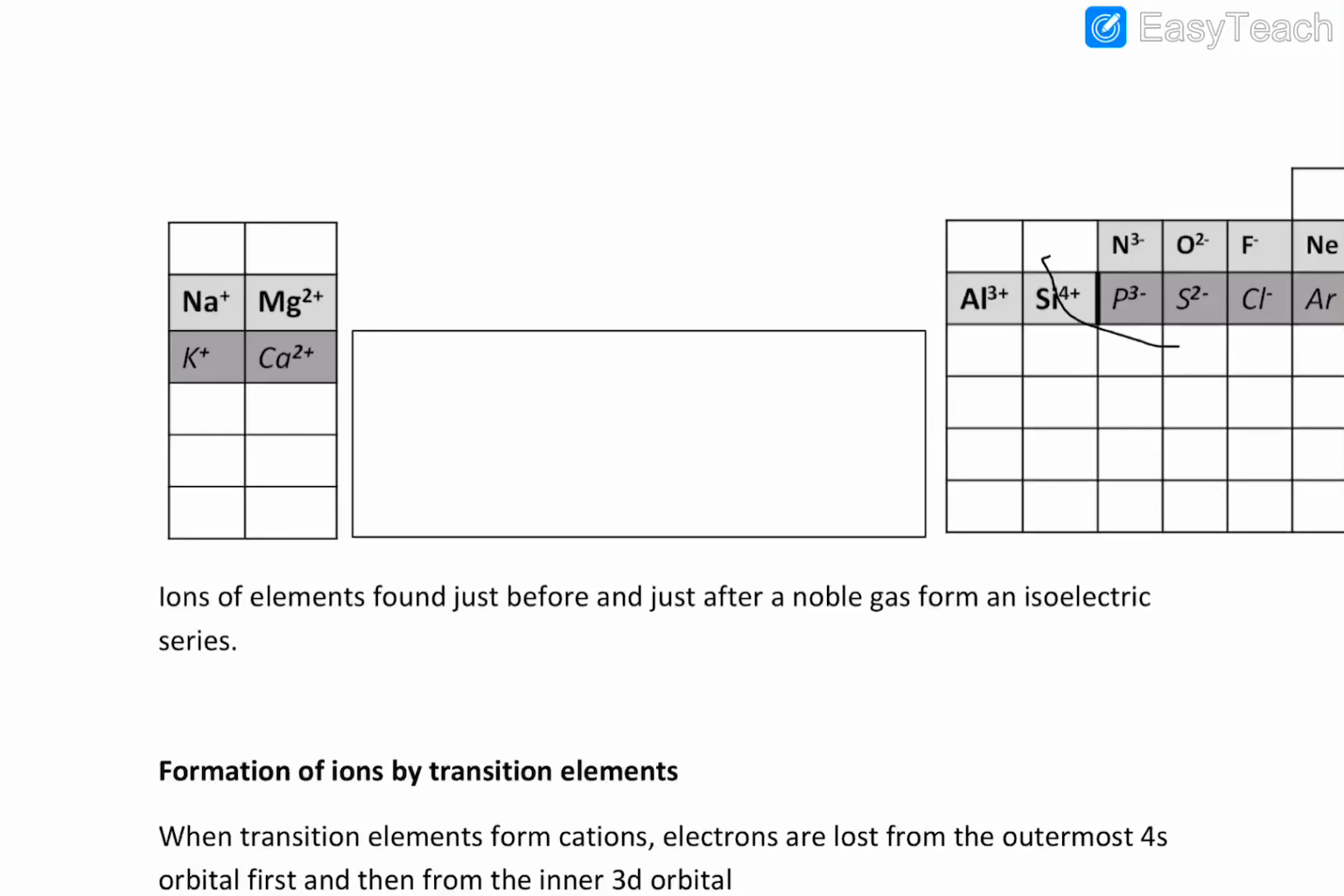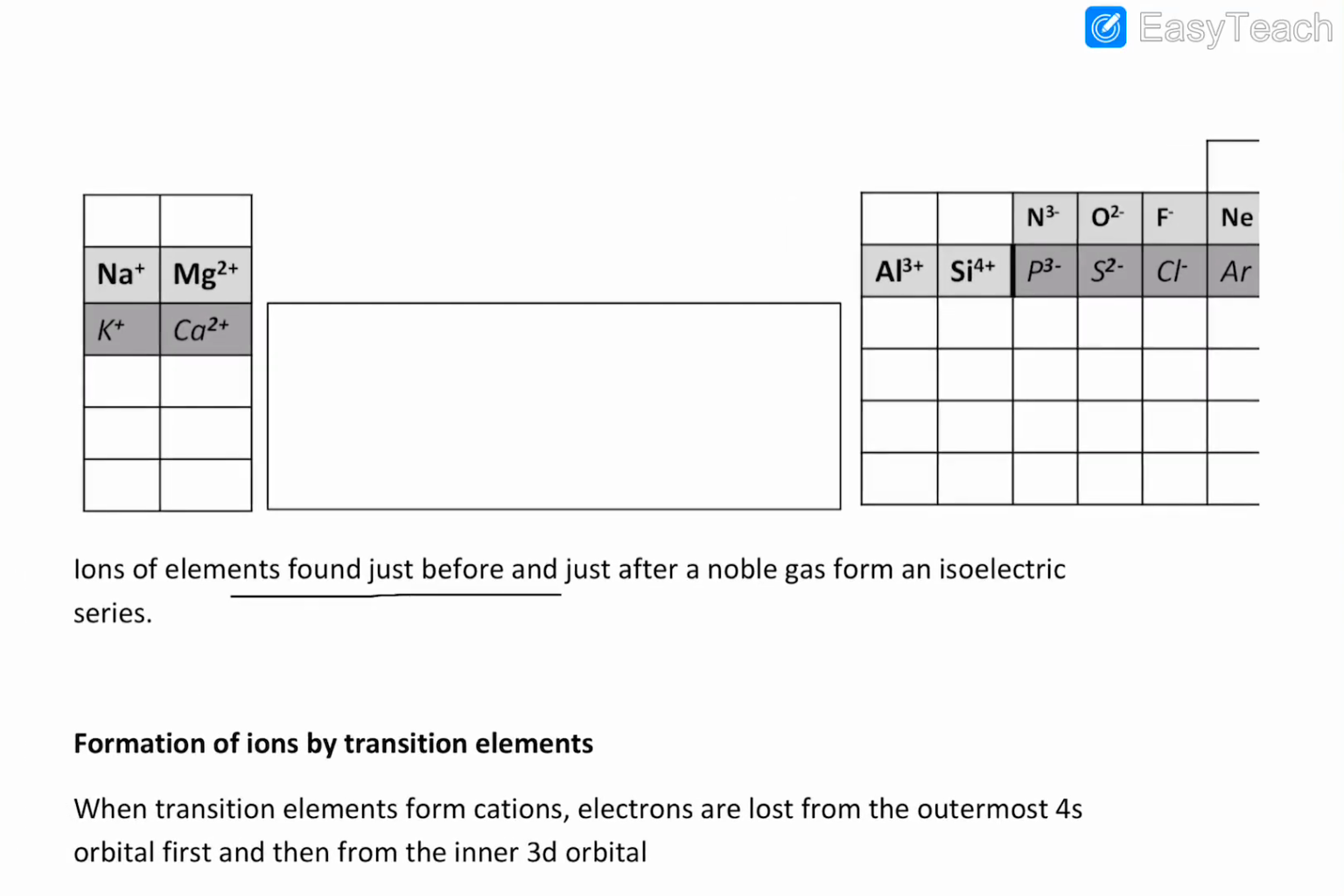So this is what I was saying. Ions of elements found just before and just after a noble gas are isoelectric. See neon here. These will have the same electronic configuration as neon for their ions, of course. And argon, these three and these two, as well as these, will have the electronic configuration of argon for their ions. Okay, so it's like that.